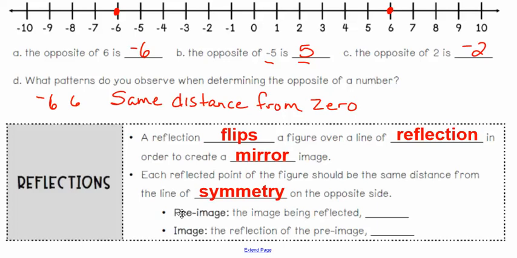When we are looking at a reflection, the very first image might be represented with just a letter, but the reflected image would have a little asterisk up there. Okay? So just write this down and then we're going to talk about it. We'll have an example.